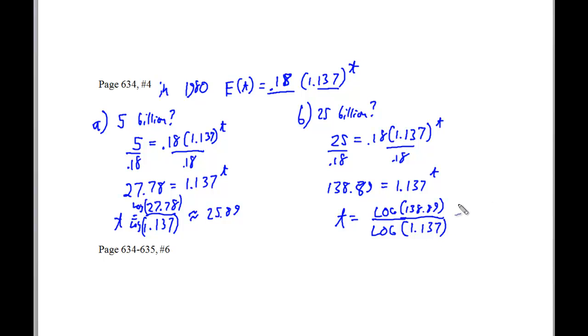And that's going to give us an answer of approximately 38.43. So if this growth rate continues for the 38 years, we will be making 25 billion gallons of ethanol fuel in 2018. That would be 38 years after 1980.